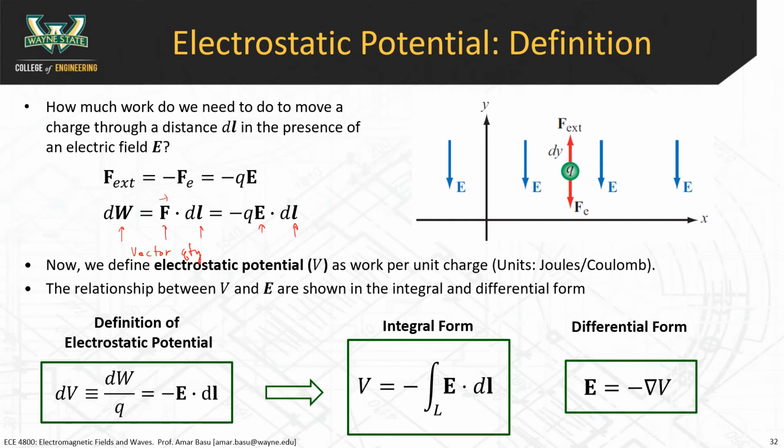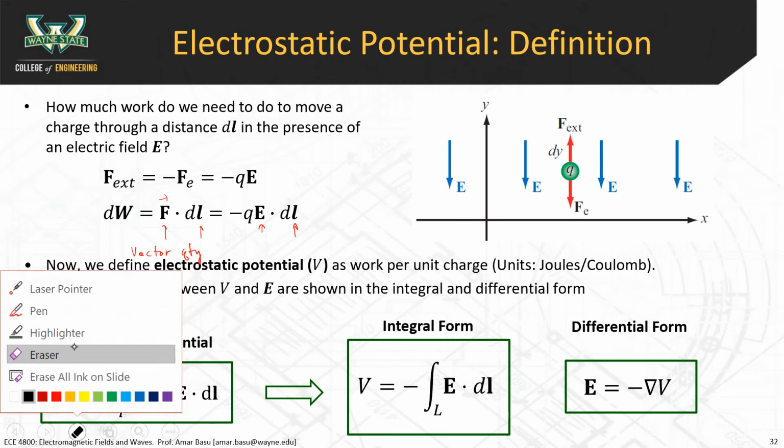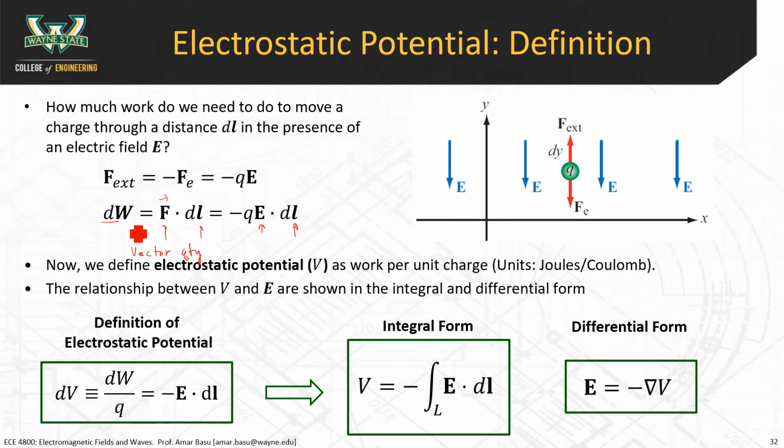Okay, let me make a correction here. I made a little mistake here. This is not a vector quantity. This should not be bolded, because work is a scalar quantity, and the units for that is given in joules. It has magnitude, but it doesn't have direction. So these two are vector quantities. When you take the dot product of two vectors, you get a scalar quantity, and that's your dW. So to be absolutely clear about this, I'm going to indicate here that this is a scalar quantity.